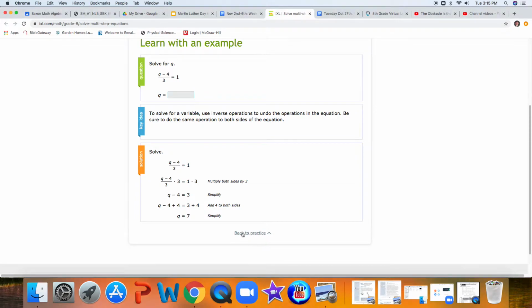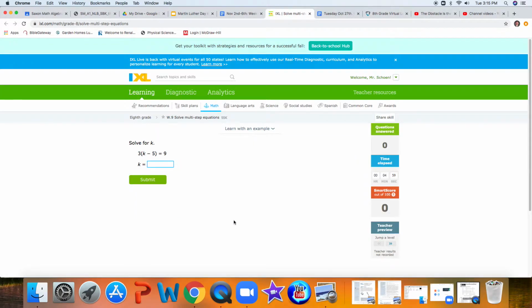Let's go back to our practice. Here's an example of 3 times k minus 5 equaling 9. Now, whenever you see the parentheses, you have to go ahead and solve with what's called our distributive property. So the 3 is multiplied by the k and by the 5. 3 times k is 3k. 3 times 5 is 15. Keep the same sign. Equals 9. So I have 3k minus 15 equals 9.